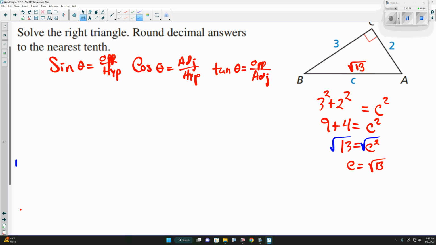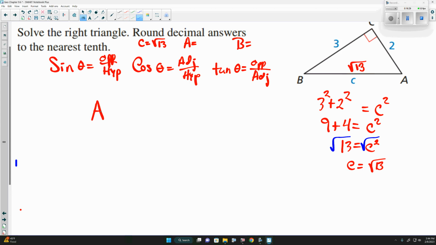Yes. Now we do need to find the values of A and B. So we found side length C. Now we need to find angle A and angle B. And we know that all three of these angles will add up to be 180. Which angle do we want to find first? A. We can go with A. Now, we need to determine if we want to use sine, cosine, or tangent.